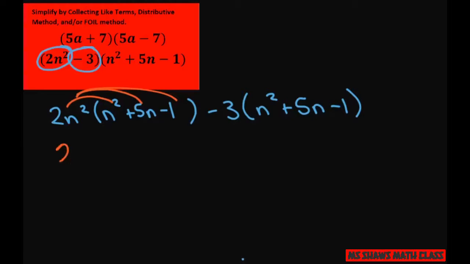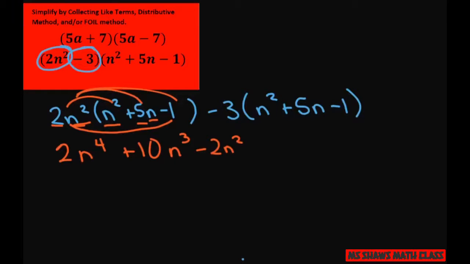So that's going to be 2n squared times n squared is n to the 4th. And then 2 times 5 is 10n, n squared times n is n cubed. And 2n times negative 1 is just negative 2n squared. All right, now for the second part, do the same thing. So it's minus 3n squared. Negative 3 times 5 is negative 15n. And negative 3 times negative 1 is plus 3.